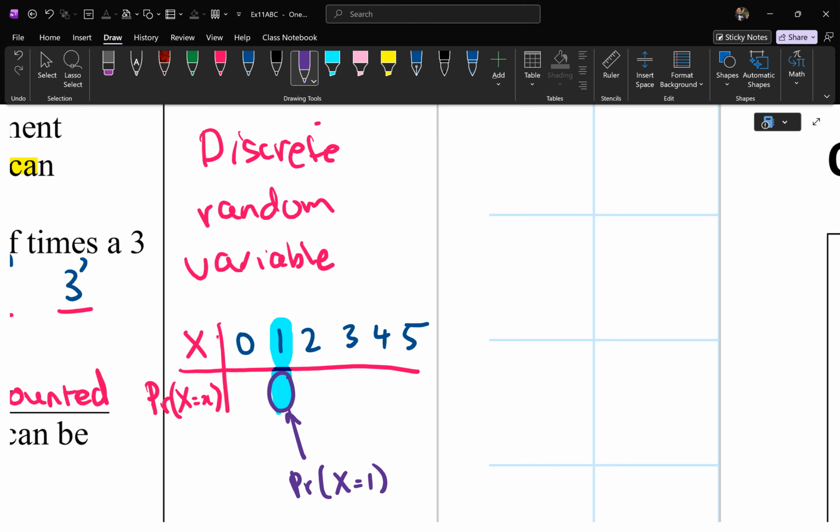Because you're saying, I want number of threes. How many want? I want 1 of them. This represents 2 threes, 3 threes, 4 threes, 5 threes. But the notation here, that's what I'm saying. The capital X equals whatever little x is. Little x was either 0, 1, 2, 3, 4, 5. See what I'm saying there?